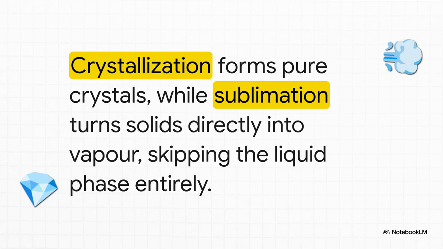Sublimation, on the other hand, is wild. It's when a solid turns directly into a gas. So, if you have a mixture of sand and camphor, applying heat will cause the camphor to just vaporize completely without making a single drop of liquid, leaving the pure sand perfectly isolated behind.